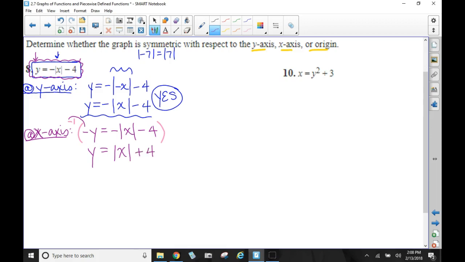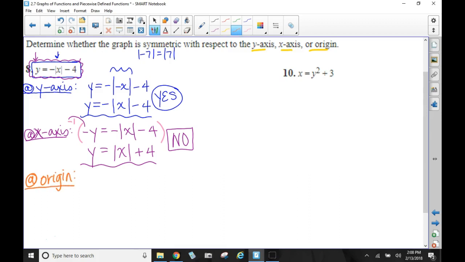So actually all these signs have changed here, and that's why we know that if we were to graph y equals the opposite of absolute value of x minus 4, we will not see symmetry about the x-axis. Okay?